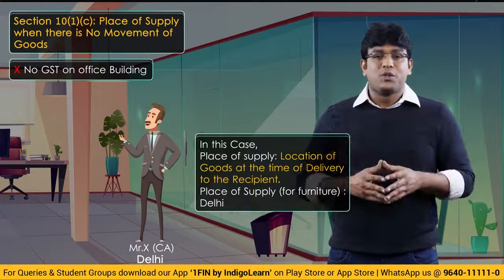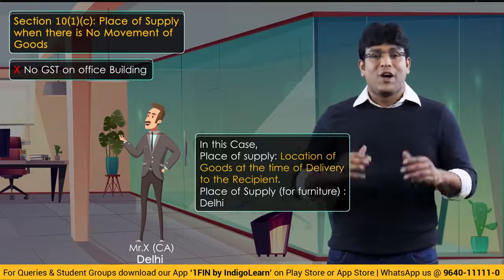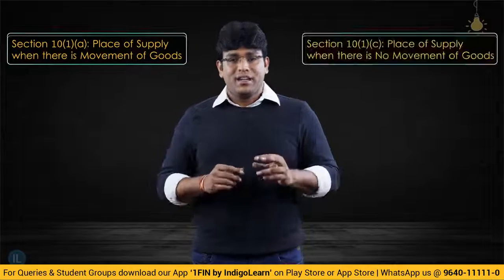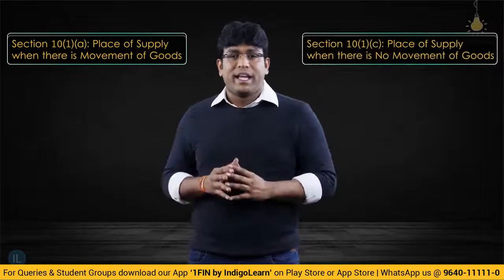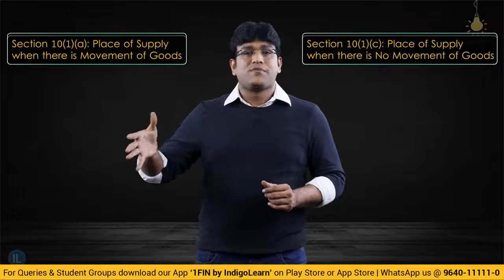And where is the location of goods? That is nothing but Delhi. So answer will become Delhi. So friends, we are done with two provisions now, 10(1)(a), 10(1)(c). 10(1)(b) we will talk, but we are done with 10(1)(a) and 10(1)(c). 10(1)(a) applies for what?